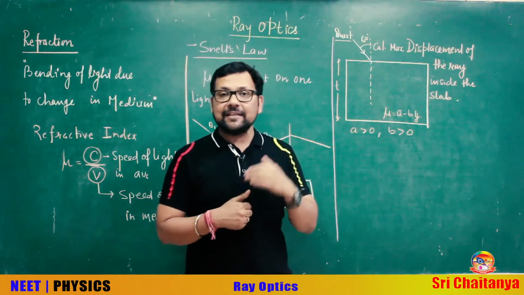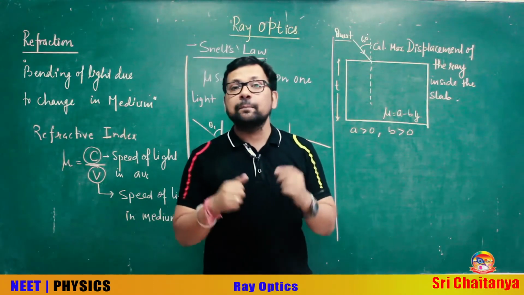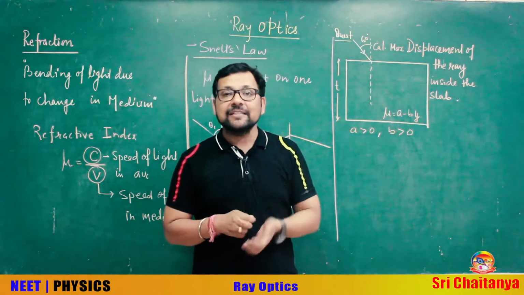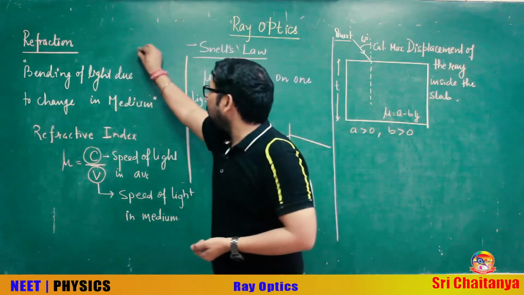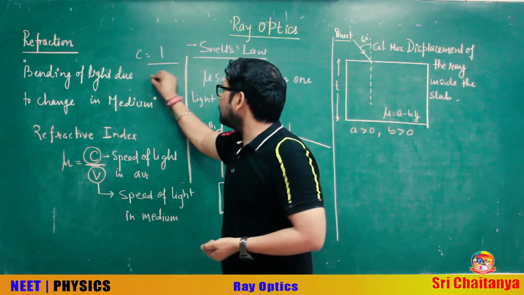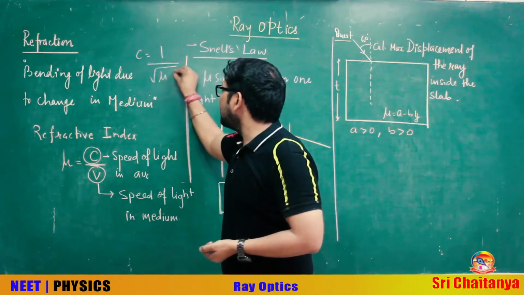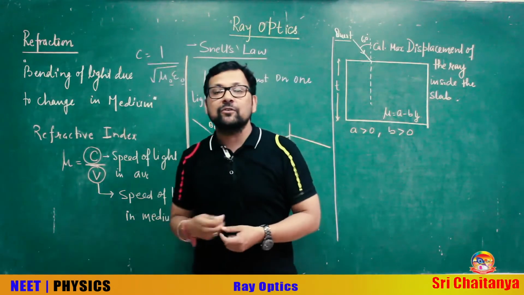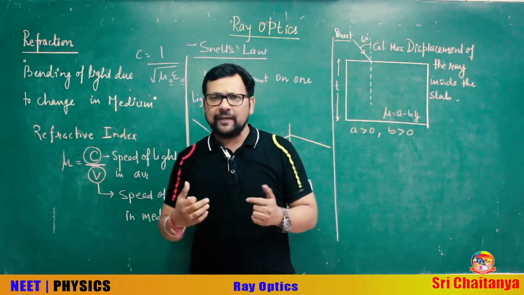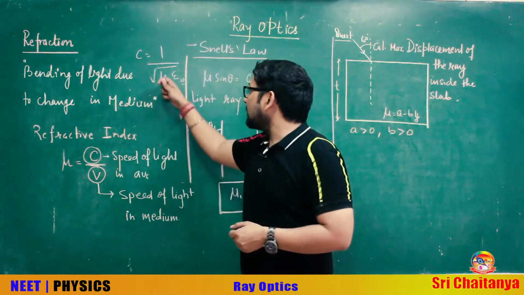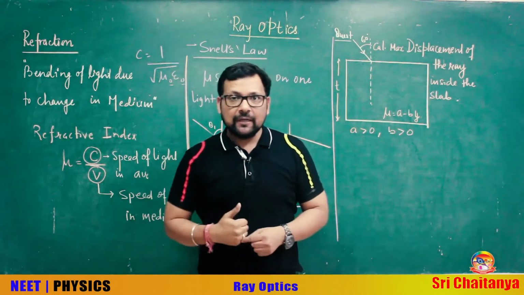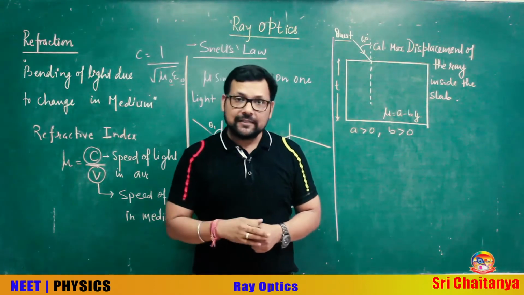And why does that change? Because of the change in permittivity and permeability. We know that C is equal to 1 upon square root of mu into epsilon. I am writing naught because C is the speed of light in vacuum or air, we can say. So these two, permeability and permittivity, change from medium to medium, and due to that the speed of light changes.